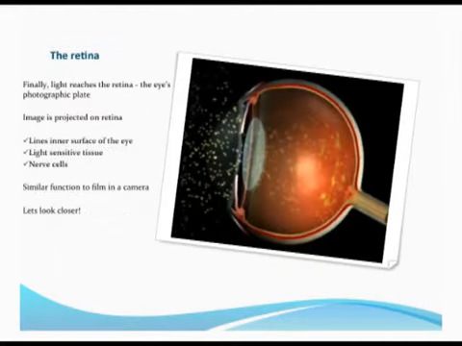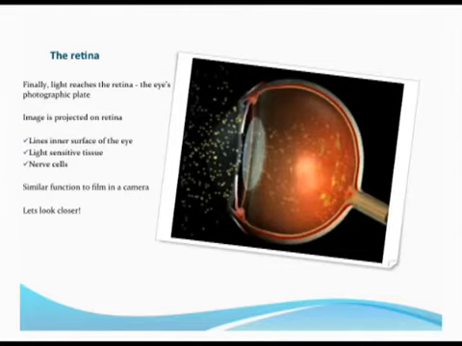Then light finally reaches the retina. And the retina contains the light-sensing photoreceptor cells that generate the electrical nerve impulses from the light energy. And the retina is essentially the eye's photographic plate, and it lines the inner surface of the eye, and it contains the photoreceptor cells and also other important nerve cells that signal to the brain. So it has a similar function to the film in a camera.